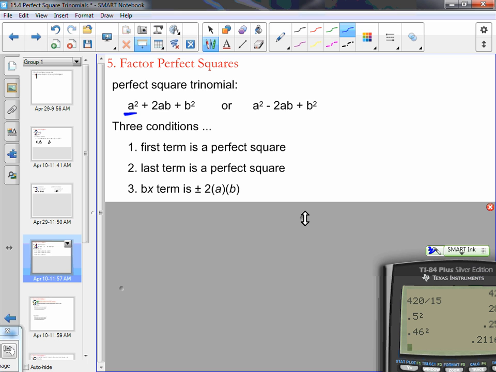And here's where it gets a little tricky too. That first term that has to be a perfect square, it's a squared. It's not a, is it? It's a squared. That last term that has to be a perfect square, it's b squared. It's not b. So you've got to figure out what a is, what b is, and then make sure that 2 times a times b is what you have there in the middle.